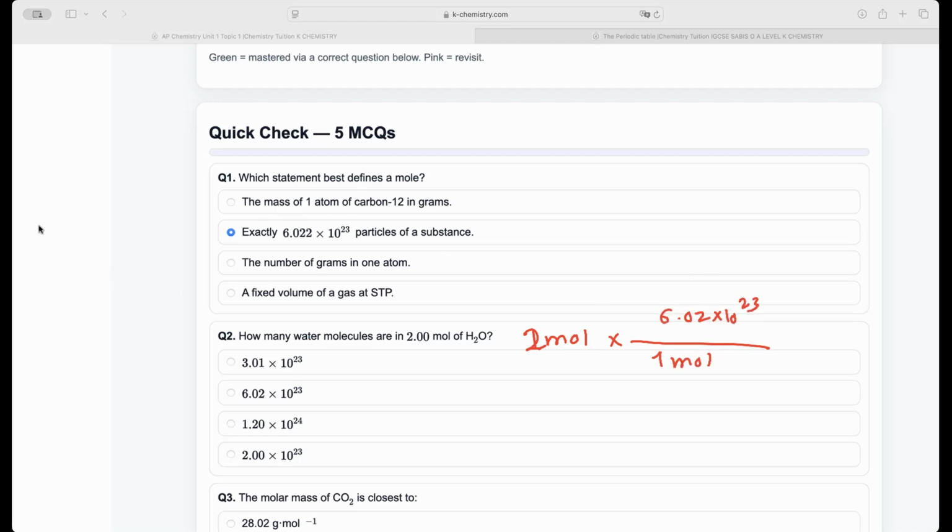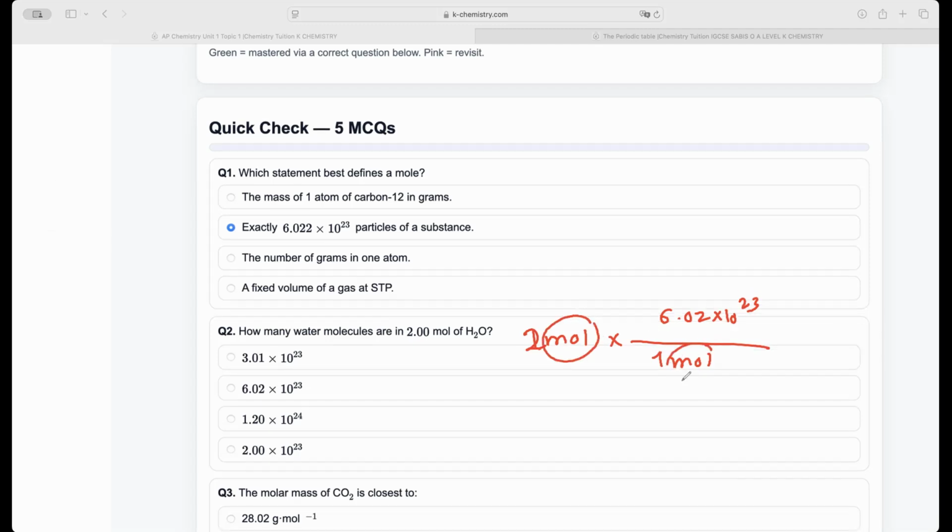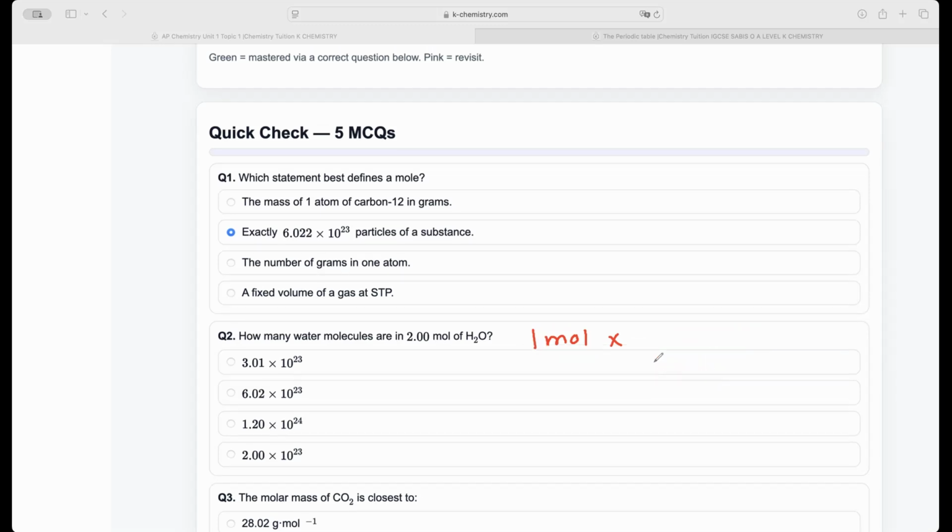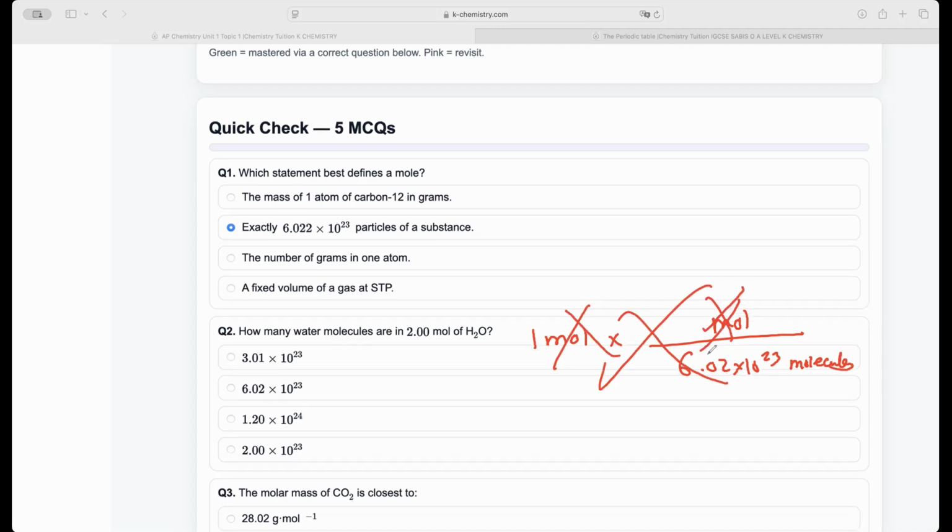Why did you make the analysis like that? I made the analysis with mole here and mole here so that they can cancel out. If you made the analysis in the opposite way, you cannot cancel it out. So the dimensional analysis has to always be set so that the moles cancel with the moles. But if you put the moles at the top and put Avogadro's number, particles or molecules, at the bottom, you cannot cancel these two together, so it will be wrong.